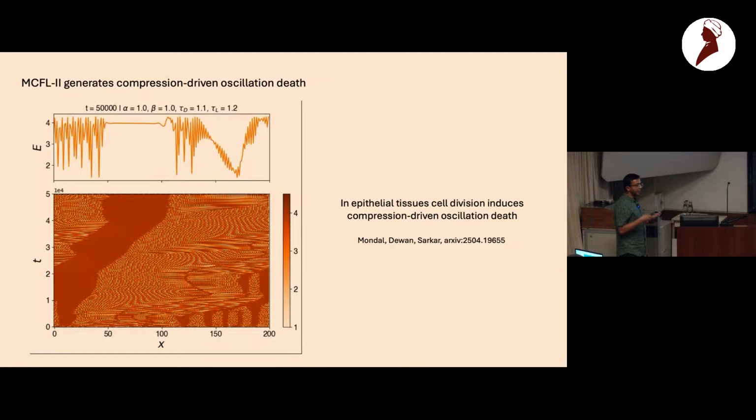This is interesting in the context of 2D epithelial tissues, because as cells undergo division, it is increasing compression on the collective scale. And because compression can lead to oscillation death, and this mechanism persists even in 2 dimensions, we argue that this is how oscillation death is happening in 2D epithelial tissues.